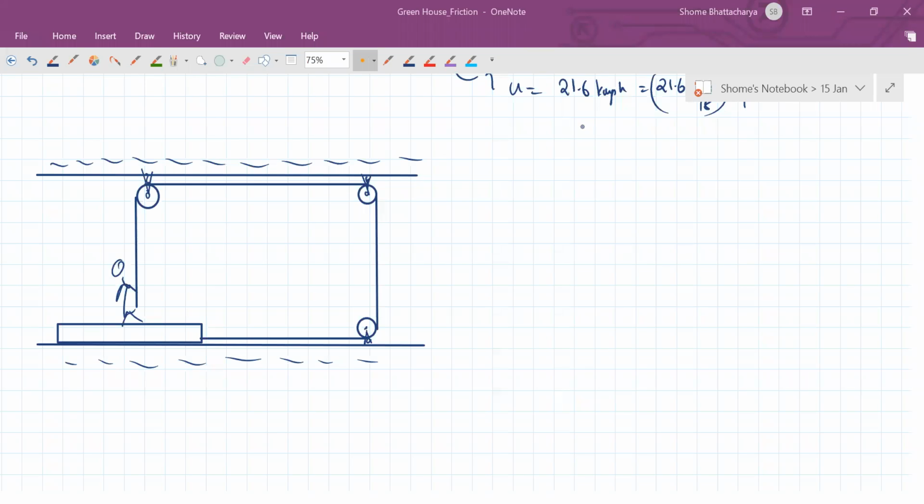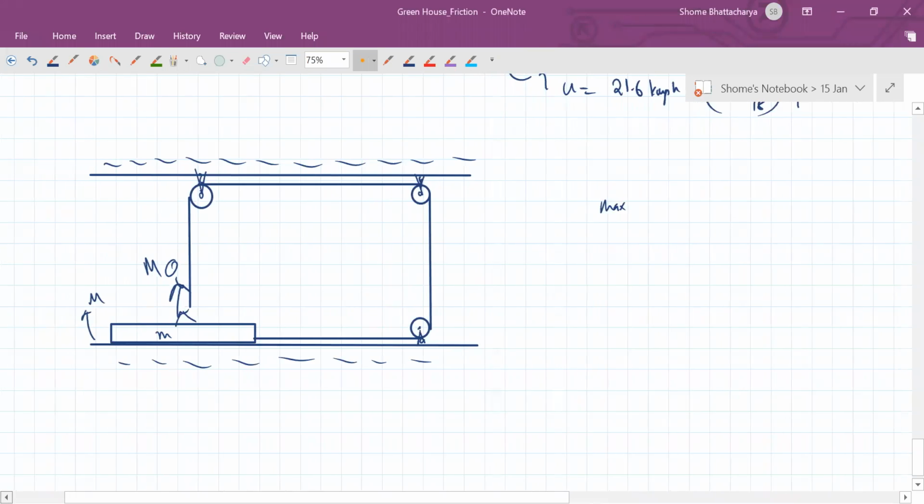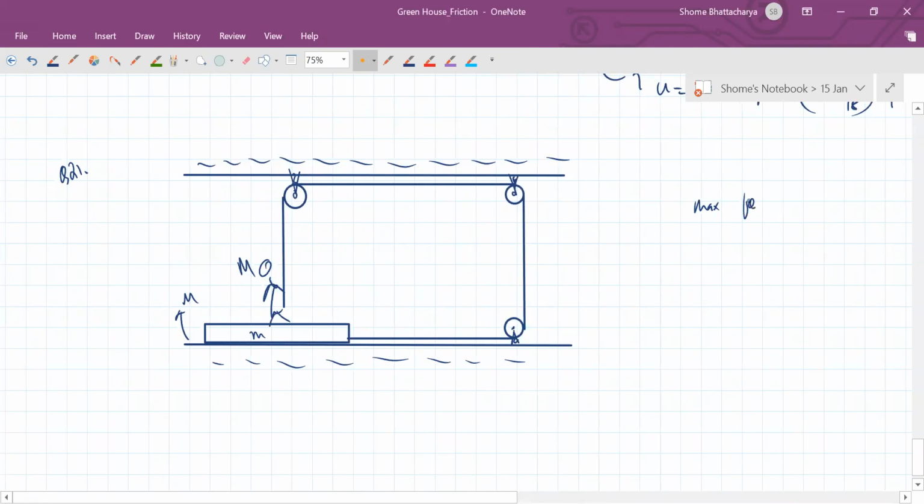Okay, so the person's mass is given to you as capital M. The platform's mass is given as small m. And the ground below has a coefficient of friction mu. Now you have to find the maximum force with which the man can pull the rope such that the platform does not slip.